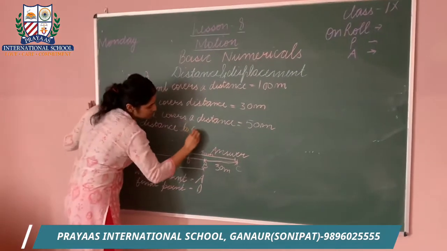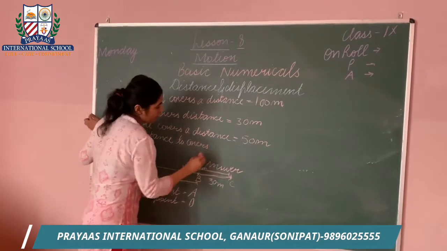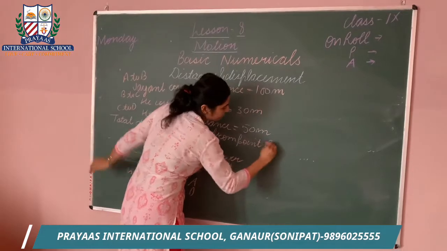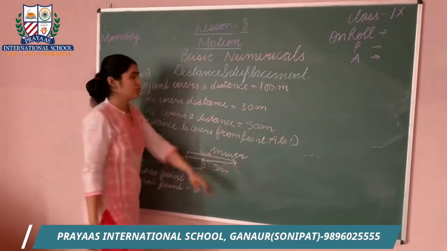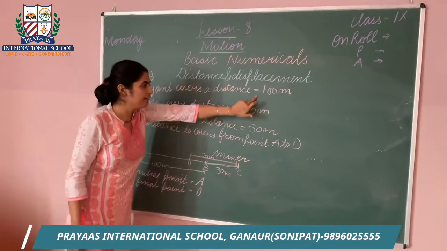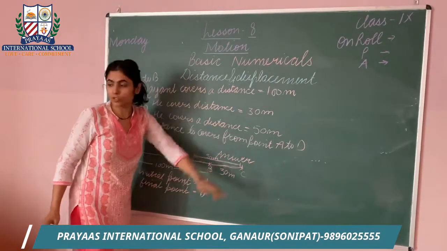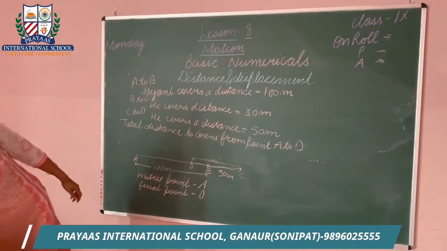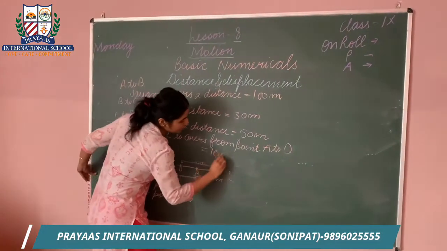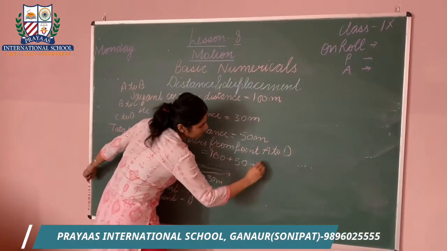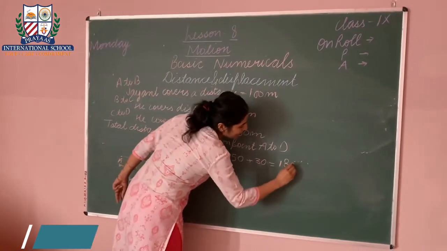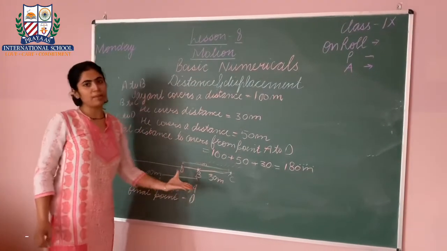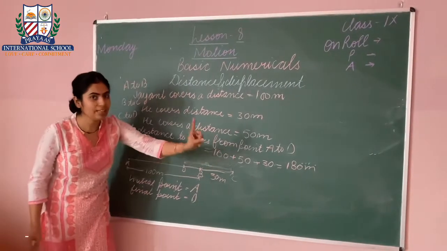So the total distance covered to reach from point A to D: we need to add all this, 100 plus 30 plus 50. That comes to 180 meters. To reach from A to D, the distance taken by Jayant is 180 meters.